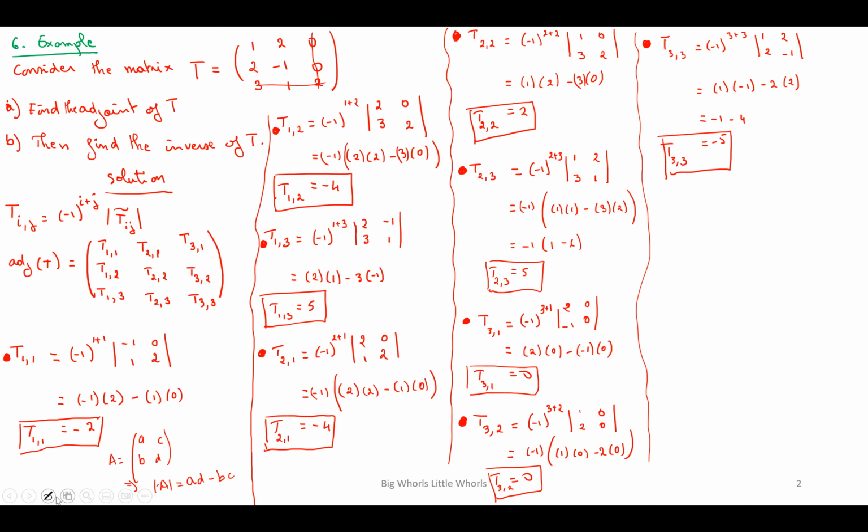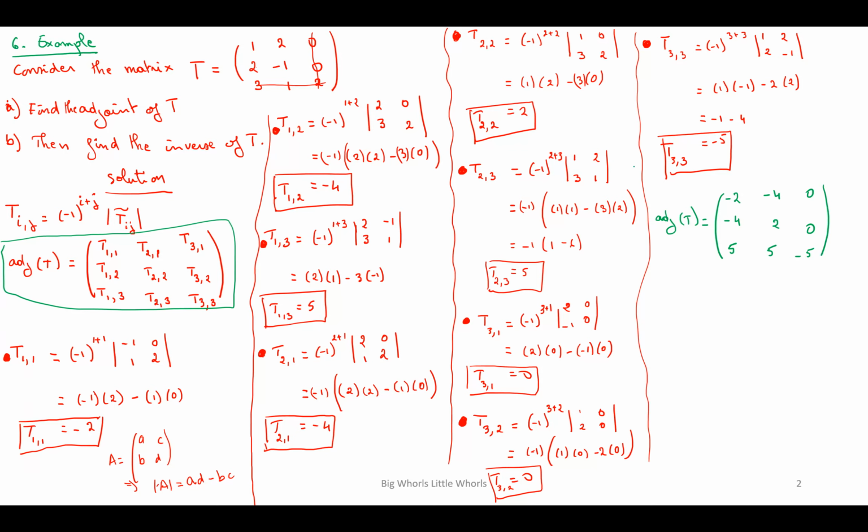Okay, so let me change color. We have seen that this is the adjoint of T. Now let's write it here. Adjoint of T is equal to, we have T1 1 here. T1 1 is equal to minus 2. T1 2 is minus 4. T1 3 is 5. T2 1 is minus 4. T2 2 is 2. T2 3 is 5. T3 1 is equal to 0. T3 2 is 0, and T3 3 is minus 5.